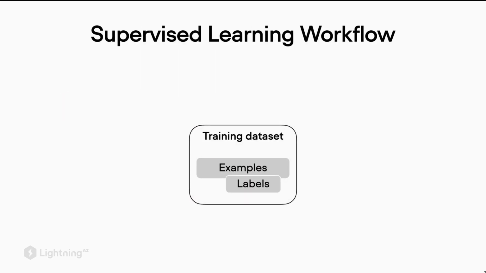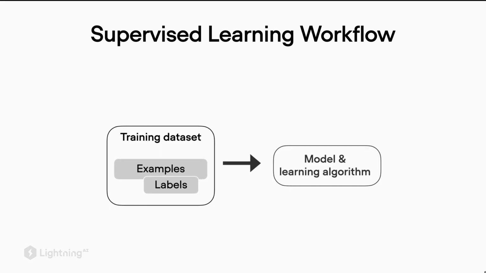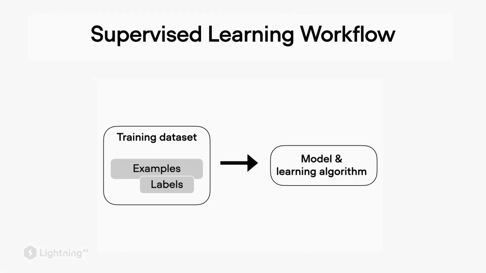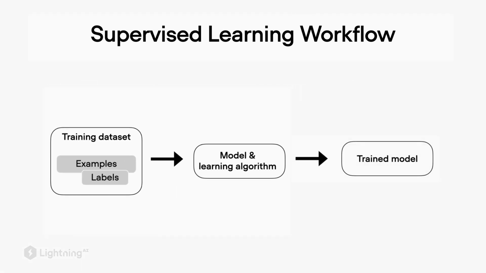So in supervised learning, we have a training data set that consists of training examples and the corresponding labels, which are essentially the true answers. The training dataset goes into the machine learning algorithm, which will process this dataset to come up with a predictive model. And the output of this process is the trained model that we can then use on new data.